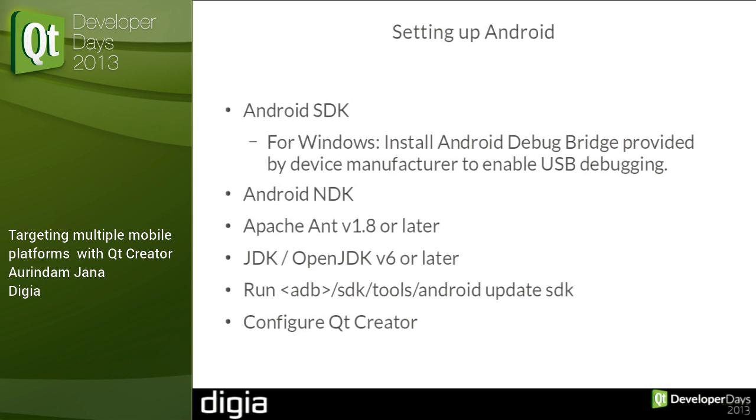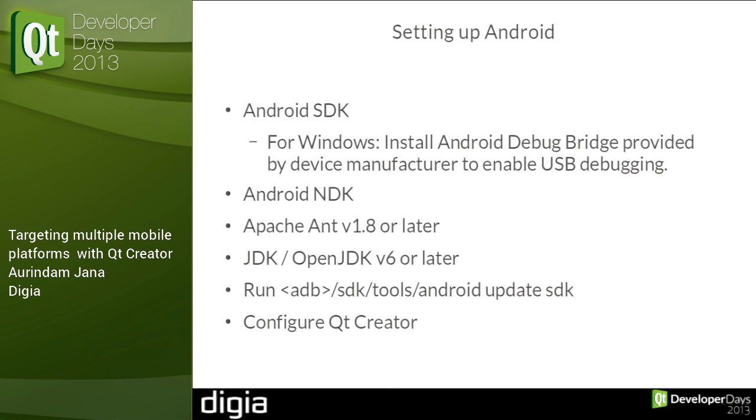So for setting up Android on stock Qt Creator, what do you need to do? You need to download the Android SDK. For Windows, you need to do additional work. You need to install the Android debug bridge to enable USB debugging. And you need to get it from the manufacturer of the tablet that you have, because every tablet manufacturer would have a different device driver for Windows.